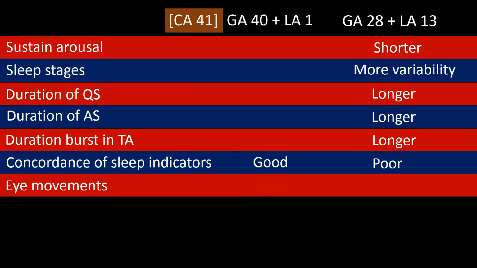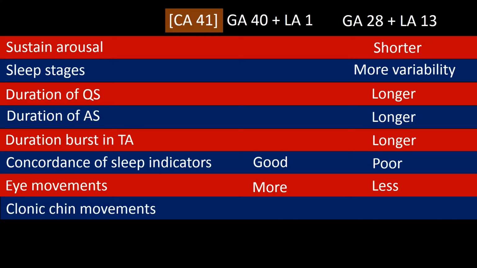Eye movements are more prominent in those that were born at 40 weeks than those that were born at 28 weeks. Chin movement, that is tonic chin EMG, is more likely to be absent in those born at a gestational age of 40 weeks than when they are born at a gestational age of 28 weeks. They tend to be present more in the prematurely born neonate.